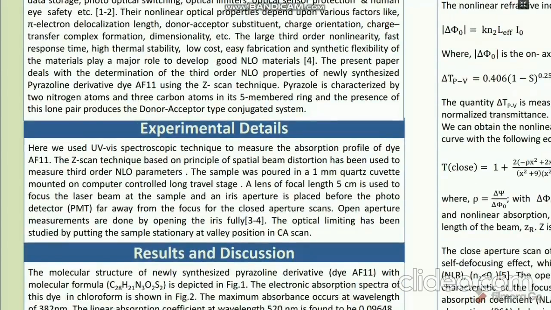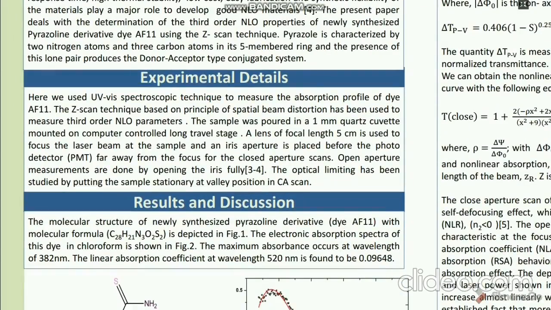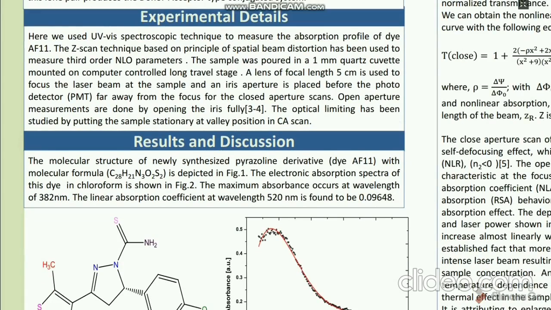Now experimental details. For NLO measurements, we use the Z-scan technique, which is based on the principle of spatial beam distortion. Further details of this method are available in references 3 and 4.